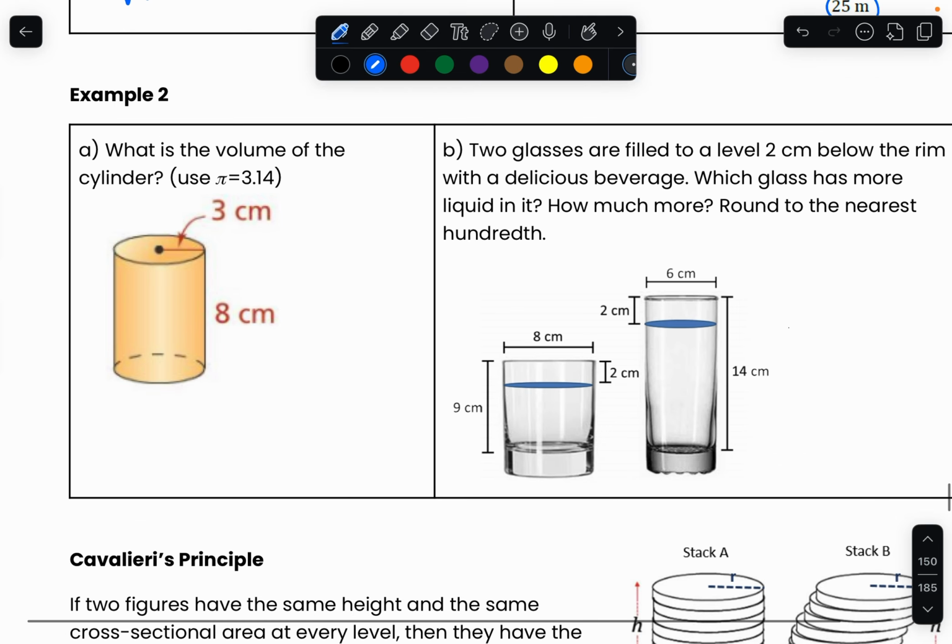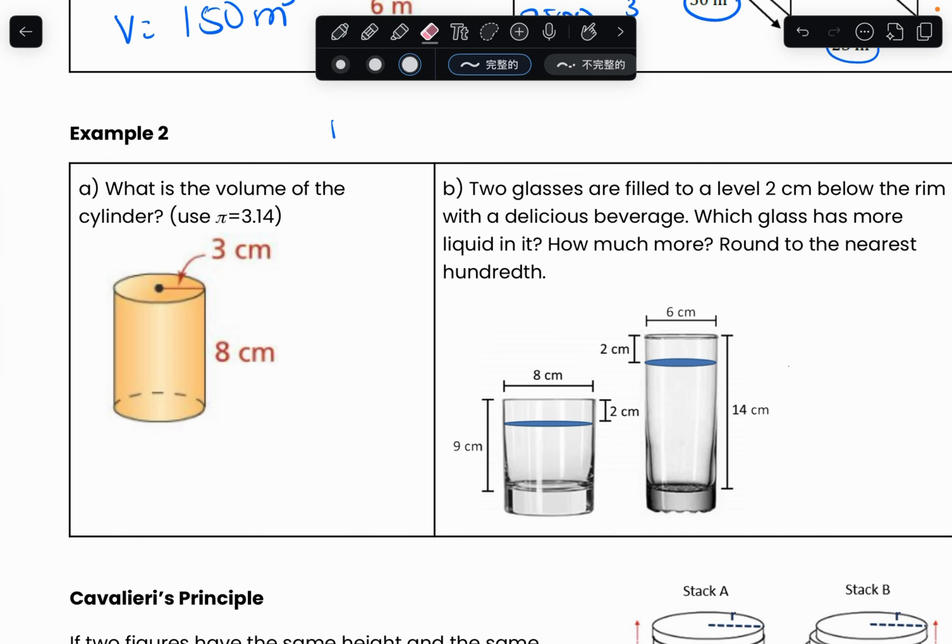Moving on to the next one. Now, example 2 here, we're going to do with cylinders. The thing with a cylinder is that you're still doing base times my height. My base in this case is the area of my base. If you look at a cylinder, the area of my base is going to be the area of a circle, so I have to use my circle formula, which is that A equals pi r squared.